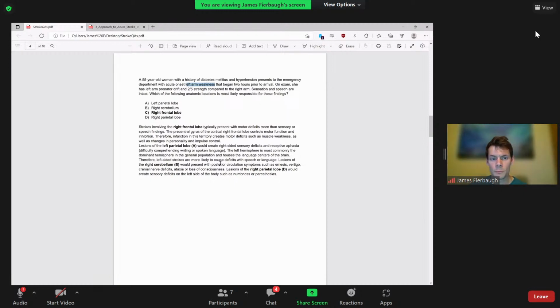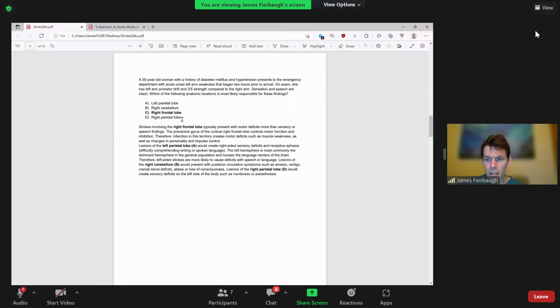So in this case, we know that it's not going to be on the left. So we know immediately that part is wrong. It's involving strength, predominantly strength. So it's very unlikely to be related to the cerebellum. And then we'd have to decide between the right frontal and right parietal lobe.